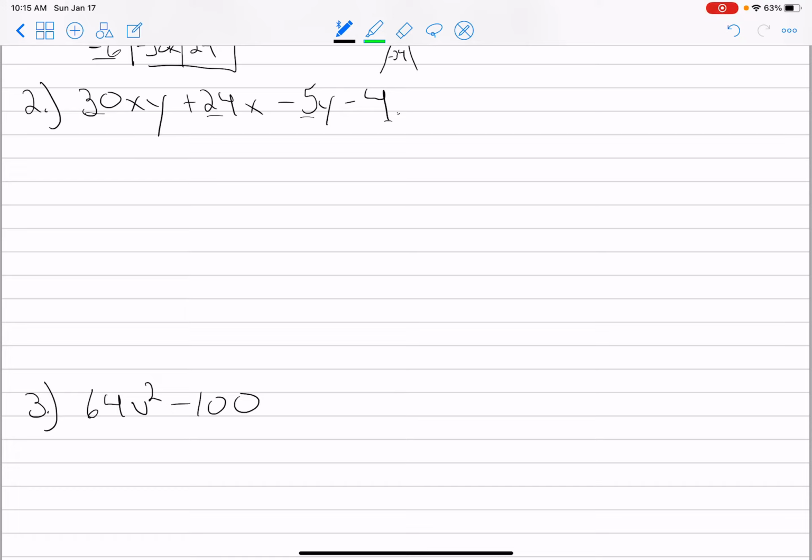Now look, if I put these two together, I could take out of 24 and 30, and I could take out x's. So that's cool. If I put these two together, notice there is no GCF. That's not going to help me. So I'm going to actually go ahead and flip this around a little bit. I'm going to rewrite it. What if I just did this? 30xy minus 5y. I'm just reordering them. Plus 24x minus 4.